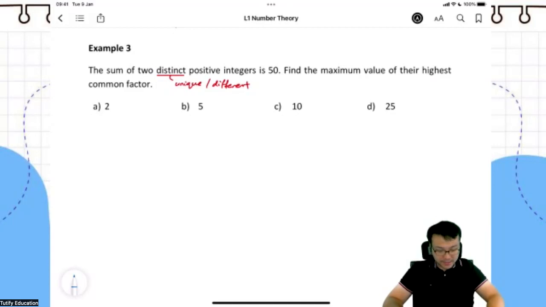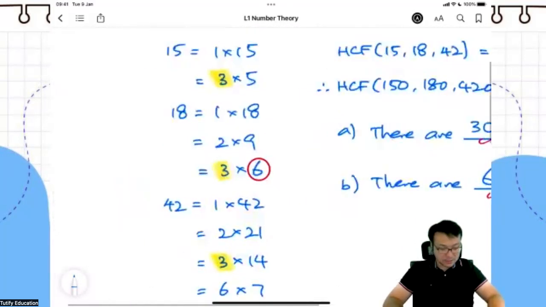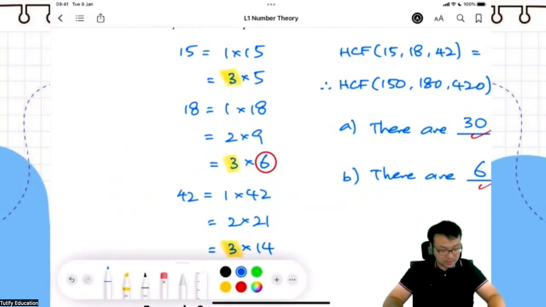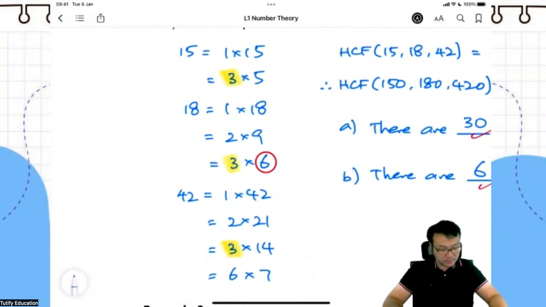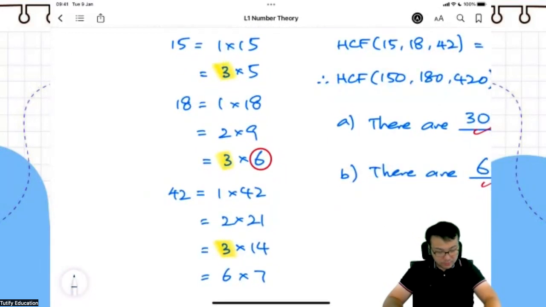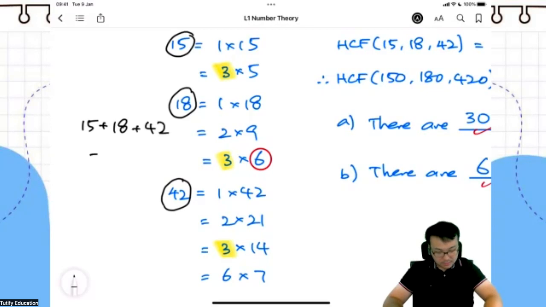Okay, so let's take a look at some examples. Let's take a look at all these numbers here. We have 15, 18, 42, and we realize something. Look at the highest common factor, number 3, correct? If I were to take the sum of these 3 numbers, can you help me to calculate what is the sum of these 3 numbers? 75. Yep. 75, okay, Nicholas?